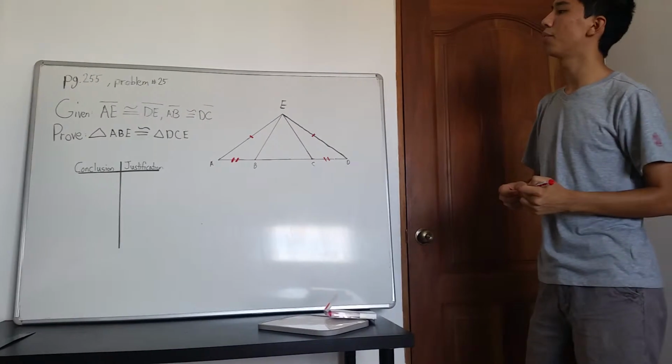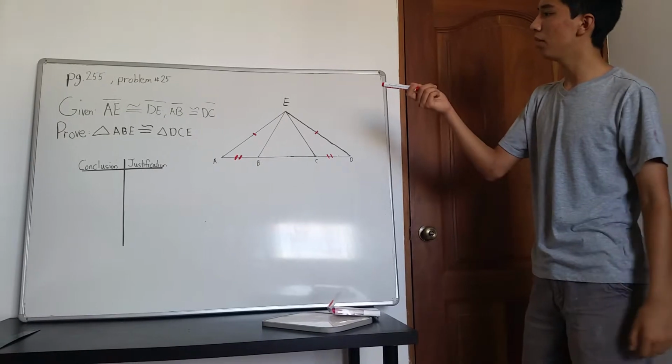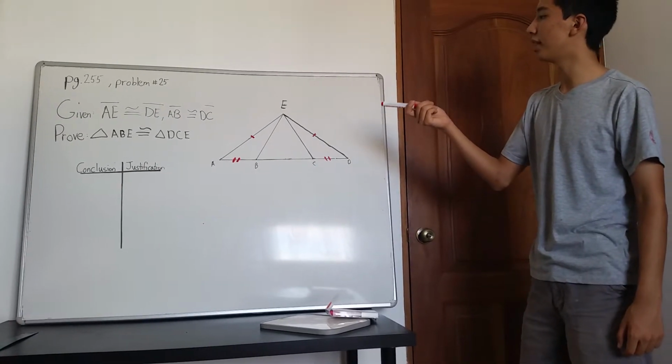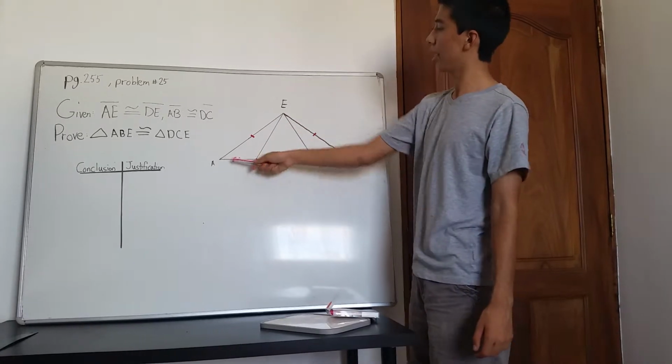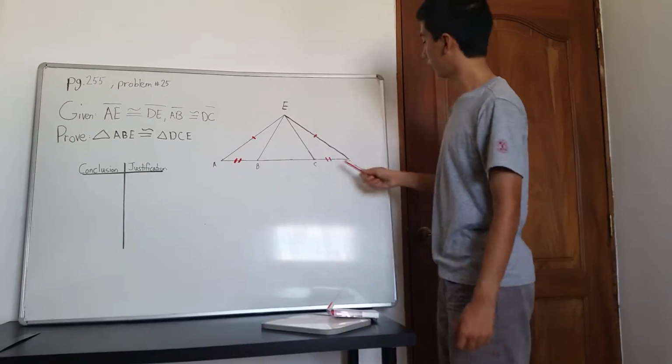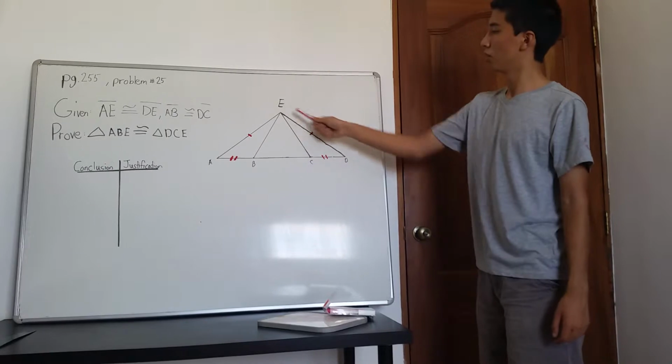Okay, and what are you trying to prove? You're trying to prove that triangle ABE is congruent to triangle DCE. So ABE would be this one. And then DCE, I imagine, yeah, is this. So you want to know that.